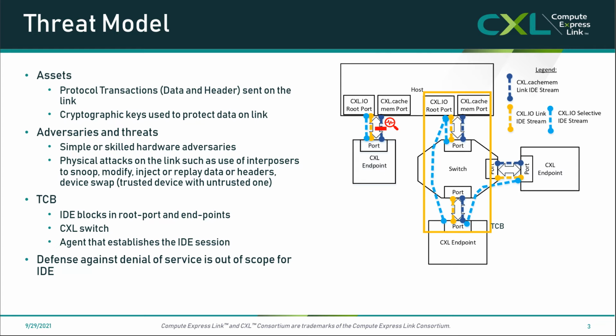But when we are doing CXL.cache.mem, it's a link level protocol. So there is a link IDE going from the root port to the switch, and then from the switch to the endpoint. There's one set of keys between the root port and the switch, and a different set of keys between the switch and the endpoint. And all the cache.mem flits would be protected by the corresponding IDE keys.